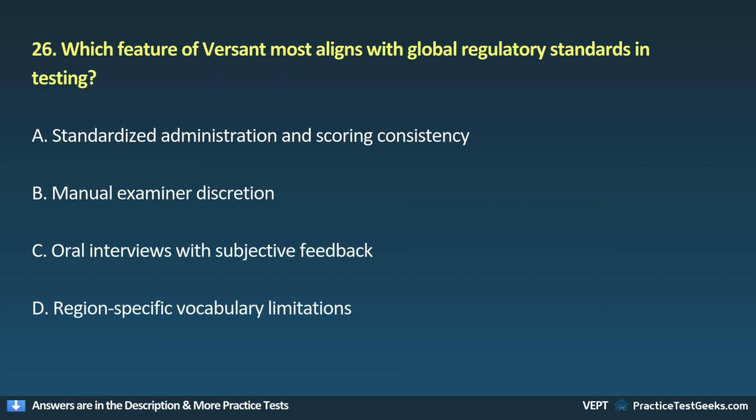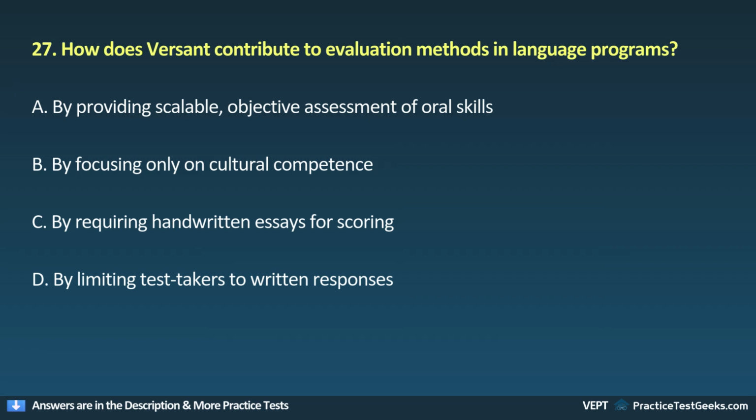26. Which feature of Versant most aligns with global regulatory standards in testing? A. Standardized administration and scoring consistency. E. Manual examiner discretion. C. Oral interviews with subjective feedback. D. Region-specific vocabulary limitations.